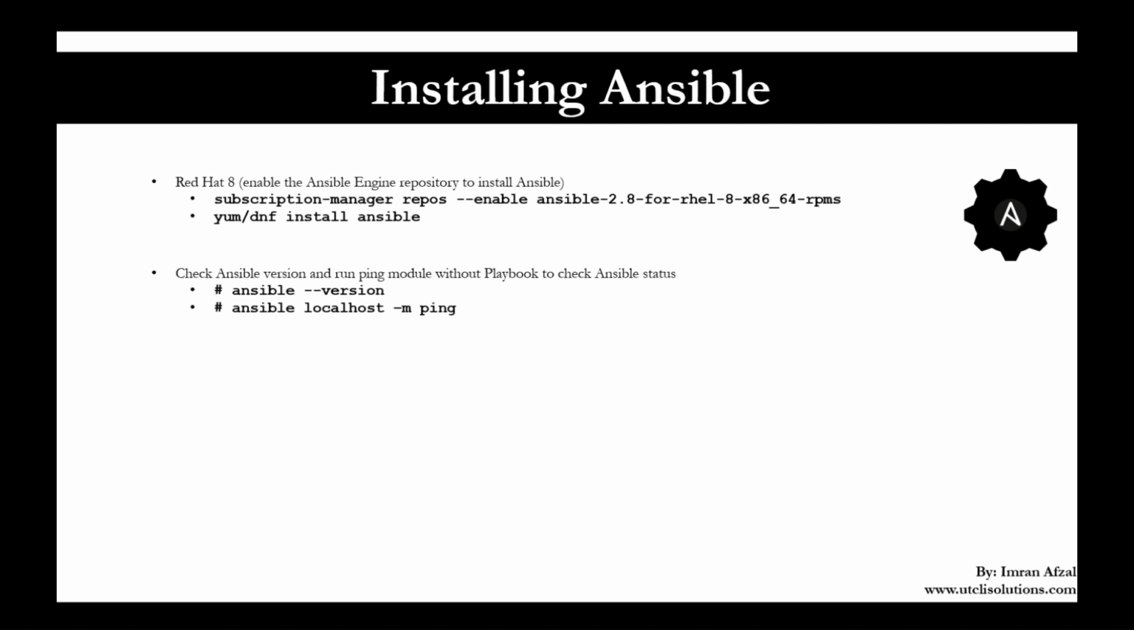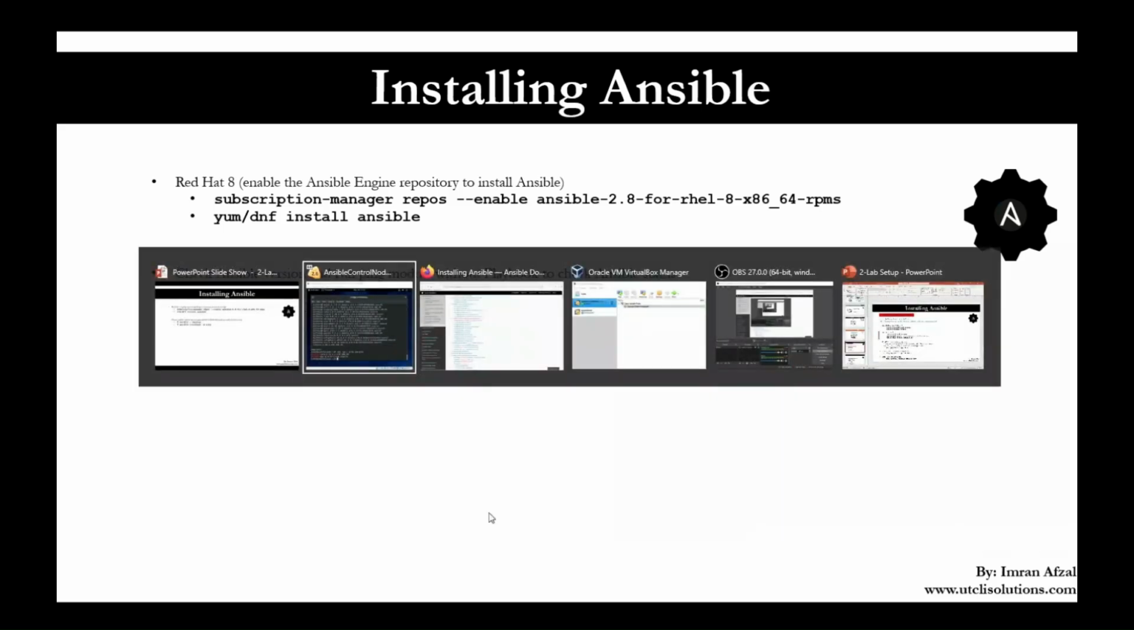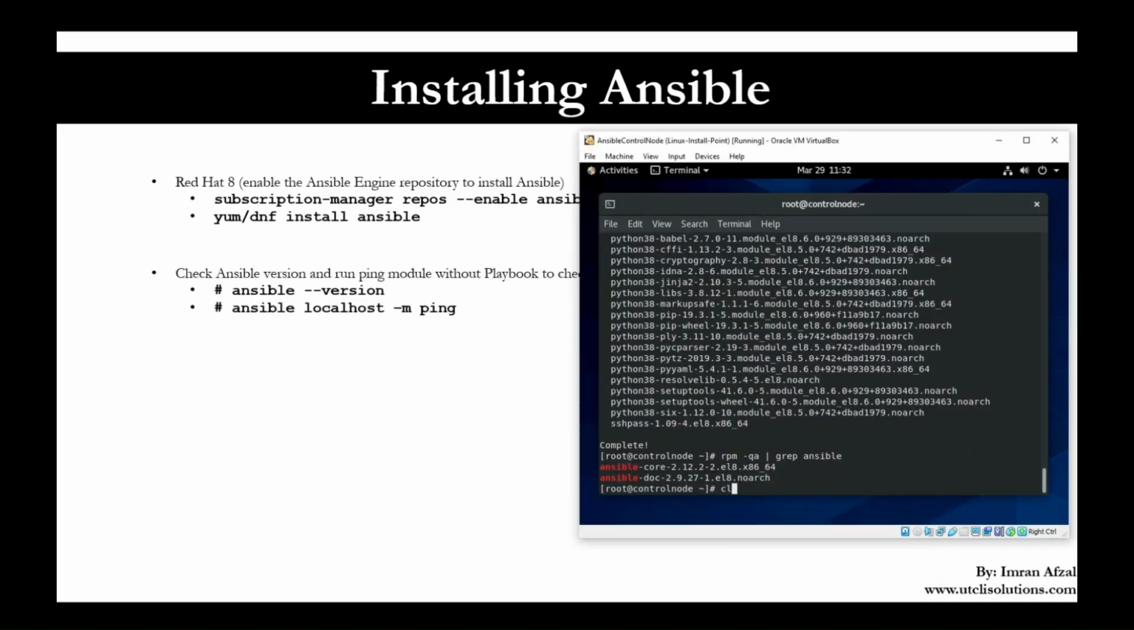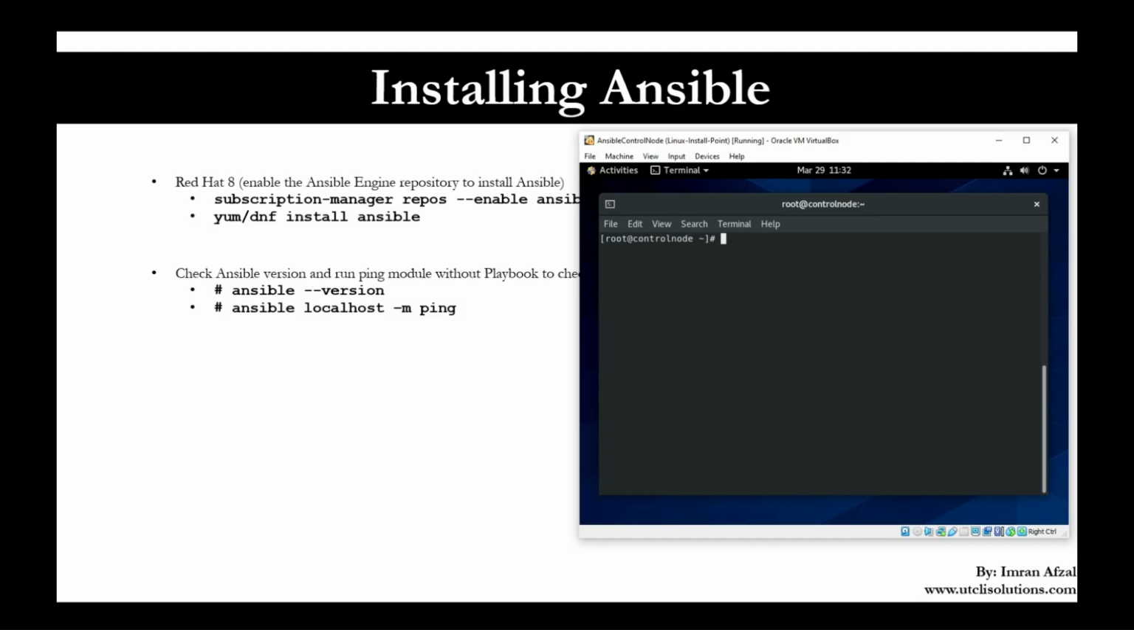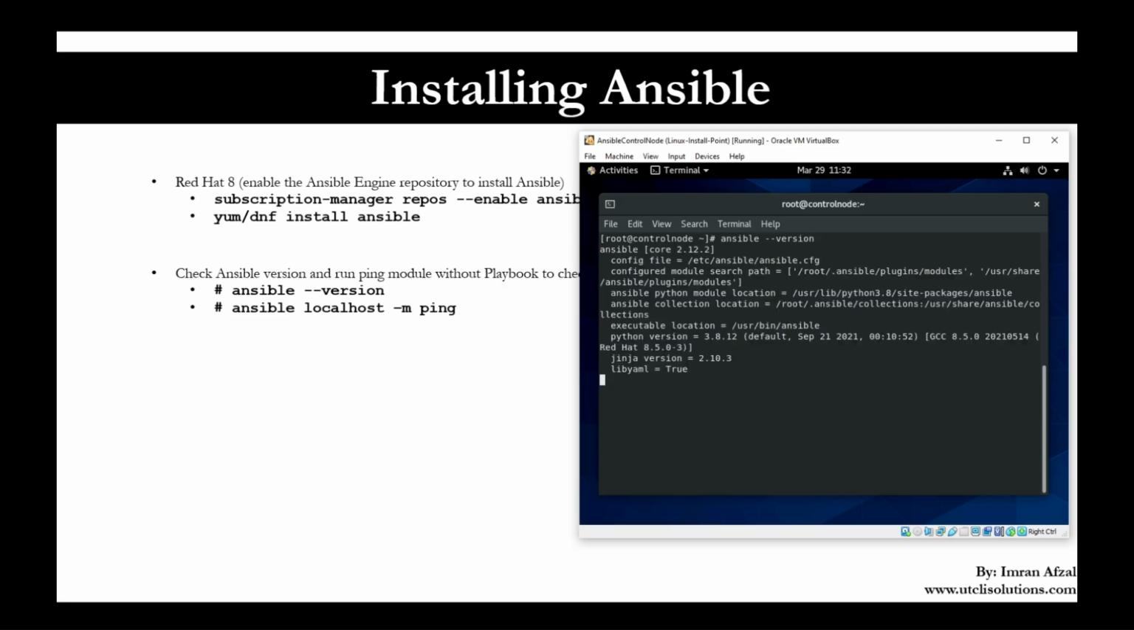All right, so now after Ansible has been successfully installed on your Linux machine, let's confirm. So here is our Linux machine. Let's clear the screen and you will run the command ansible --version. And it will give you the version of the Ansible engine or Ansible software that has been installed. All right, it is there.